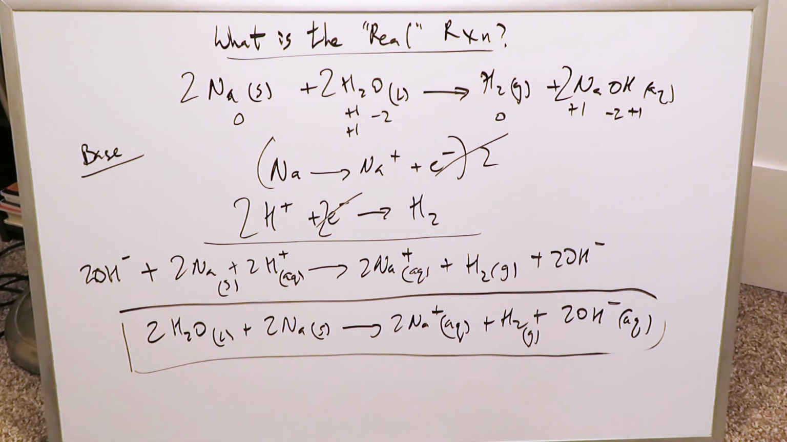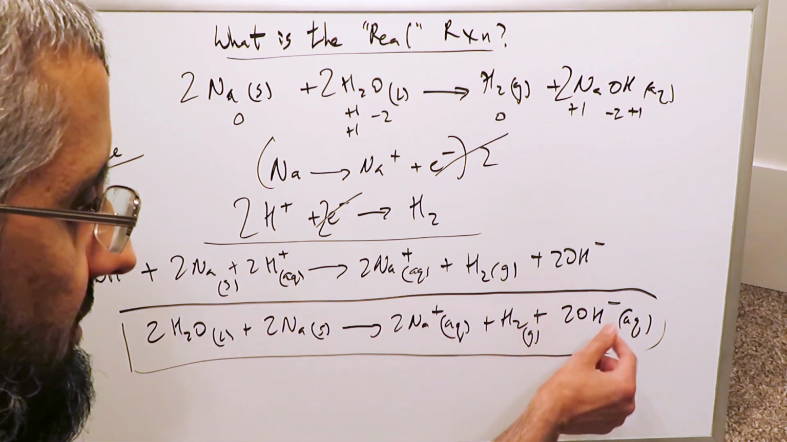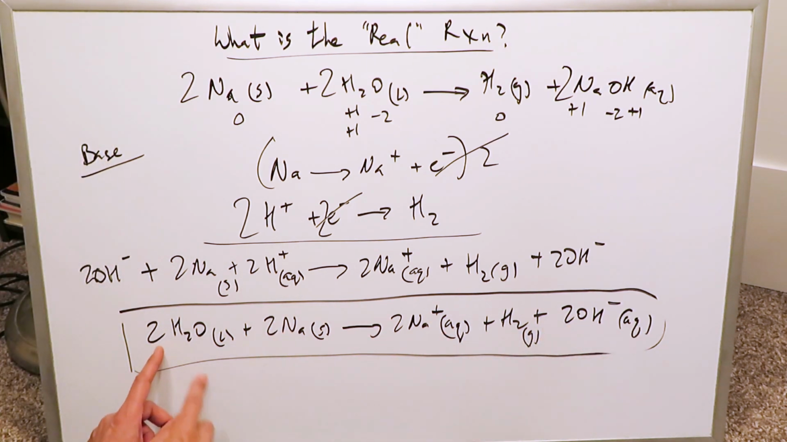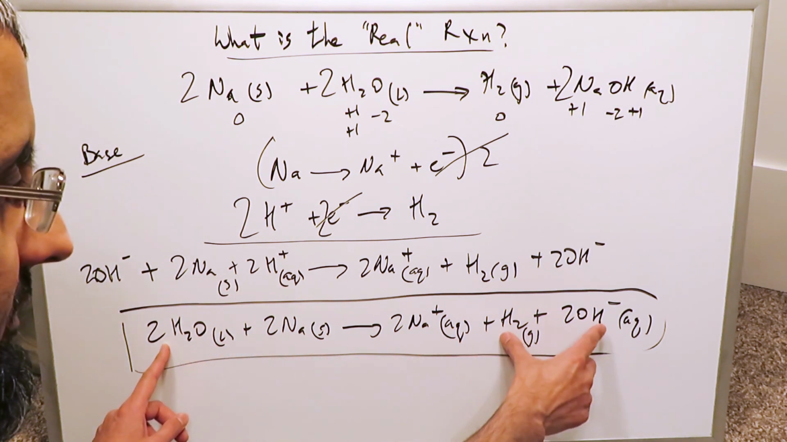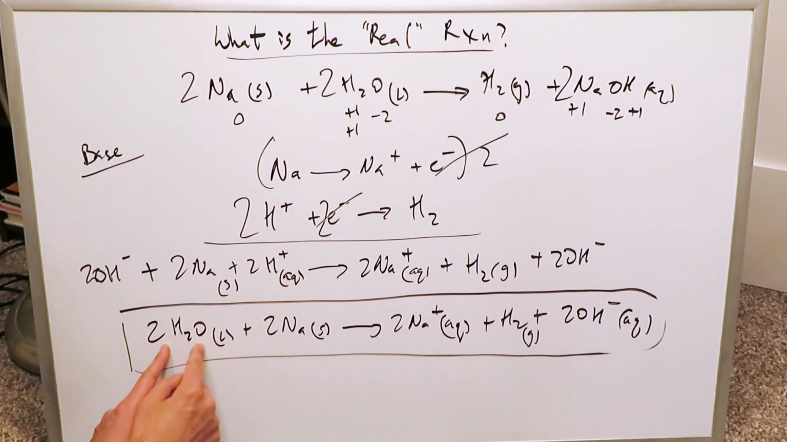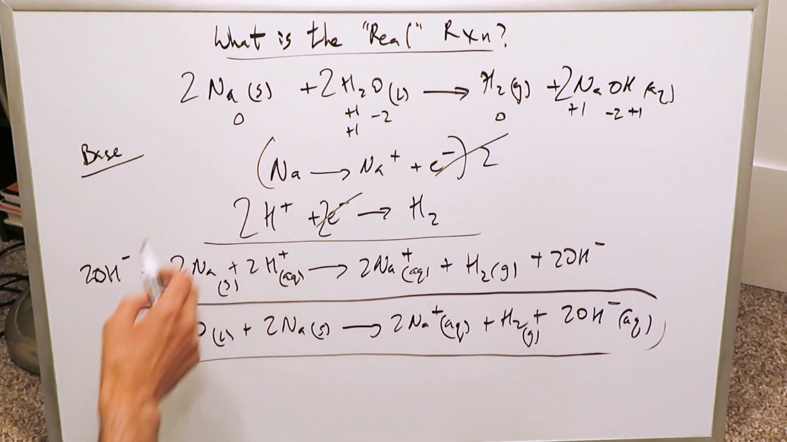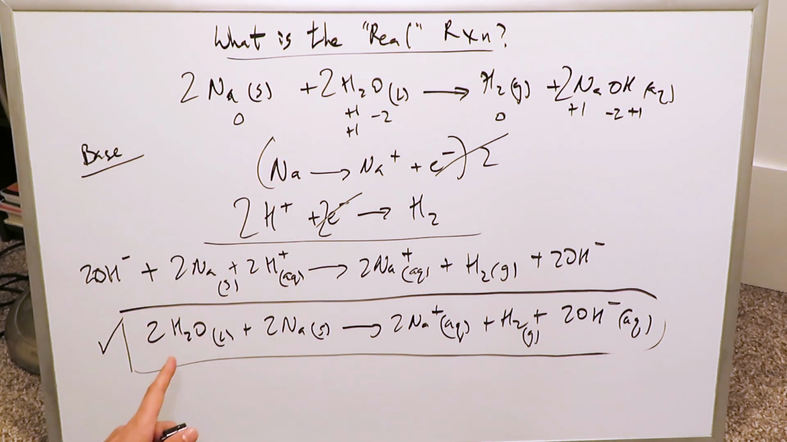This is it. Everything should be balanced. You have 0 charge here, you have +2, -2, it's zeroed out, which is good. You have 4 hydrogens, you have 2 oxygens, 2 oxygens, 2 sodiums, 2 sodiums, so everything is good. If someone were to ask you what's the underlying reaction which is going on, it's this redox reaction balanced in a basic solution, and that's your answer.